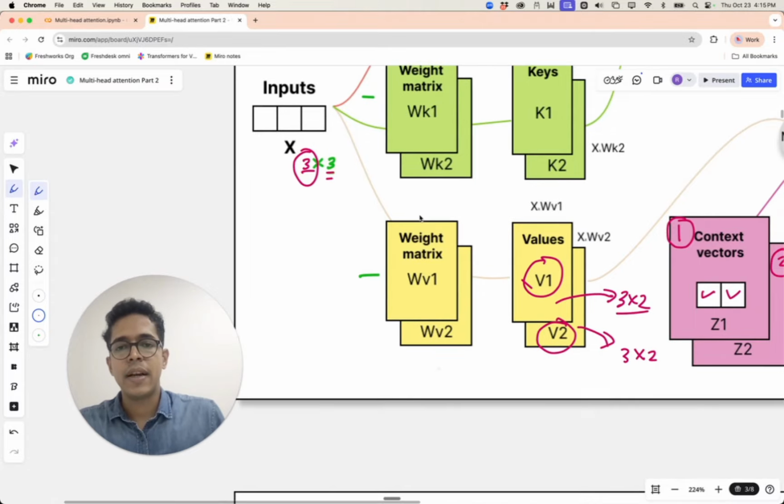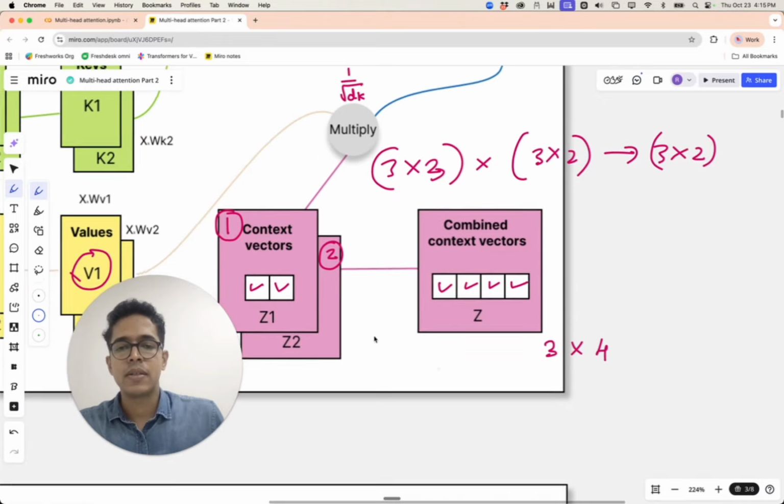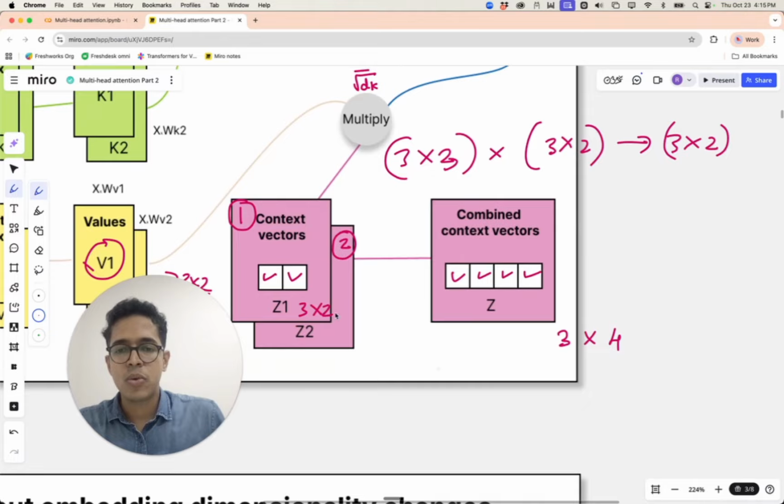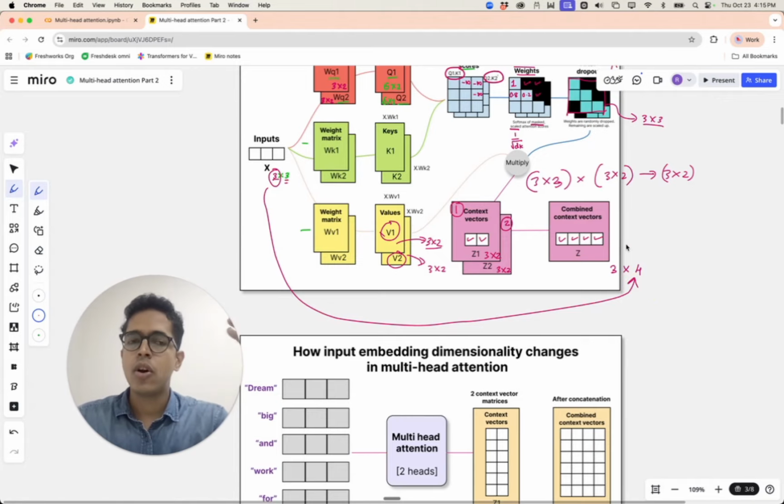Each of them was of 3 dimensions. By the time you reach the context vector matrix, you have 3 vectors, but each of them is of 4 dimensions. Here you had 3 vectors, each of them 2 dimensions. Here you had 3 vectors, each of them 2 dimensions. Then you concatenate them along the row to get 3 vectors, each of 4 dimensions. So this is how, using multi-head attention, we went from inputs of dimensionality 3 to outputs of dimensionality 4. Now the dimensionality will of course depend on what is our D out, or dimensionality of the output, right? So it's something that we define.